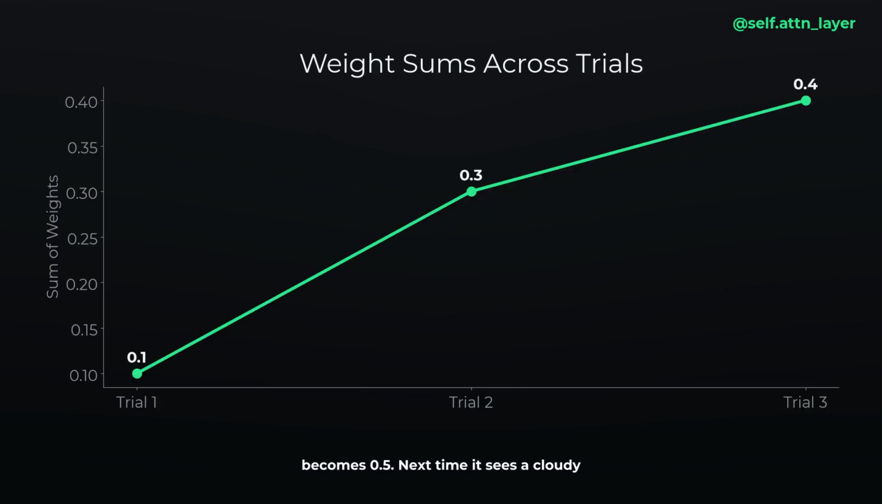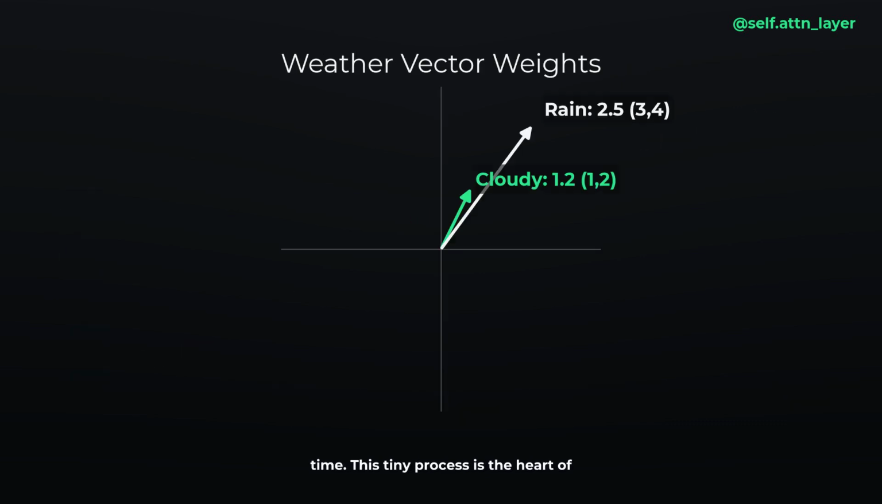Next time it sees a cloudy day, the sum will be a bit higher, so it's more likely to say umbrella. That's how learning works: tiny nudges over and over until it gets it right most of the time. This tiny process is the heart of how all neural networks learn. A perceptron looks at clues, weighs them, and makes a yes or no call. When it's wrong, it adjusts the weights just a little. Over time, it gets smarter, just like you do when you practice something new.